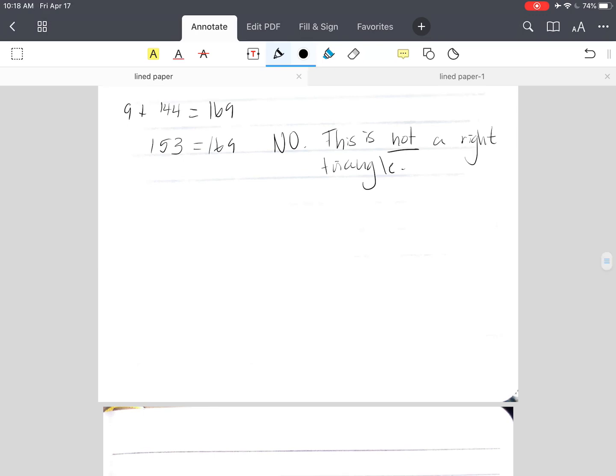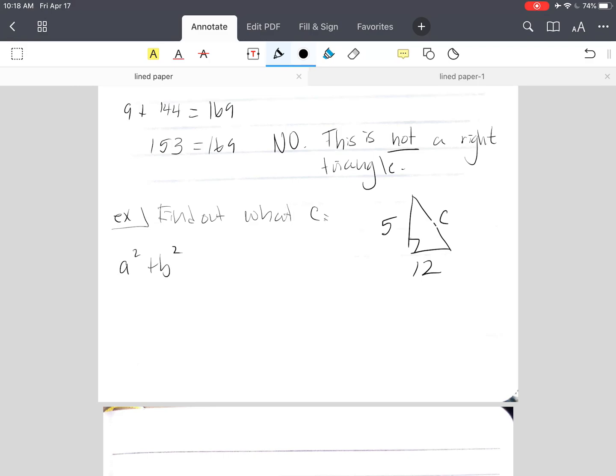This is not a right triangle. So, we're going to take a look at this example. Suppose you have a right triangle, okay? This side is 5, and this side is 12, but you don't know what x is. Actually, I'm not going to use x. I'm going to use c to make it more consistent. We want to find out what c equals, okay?